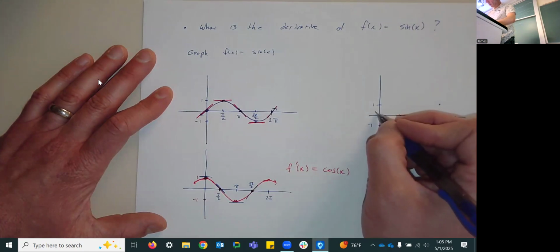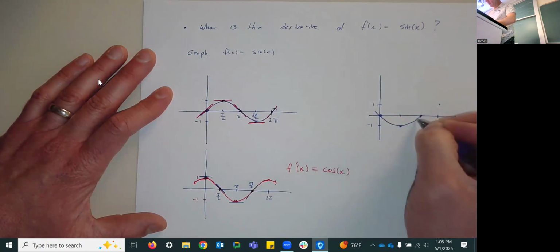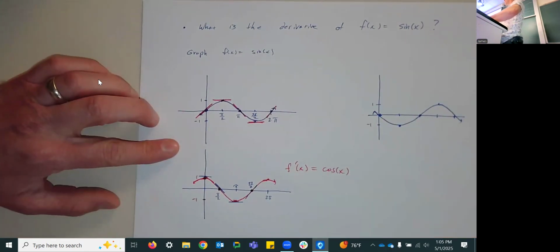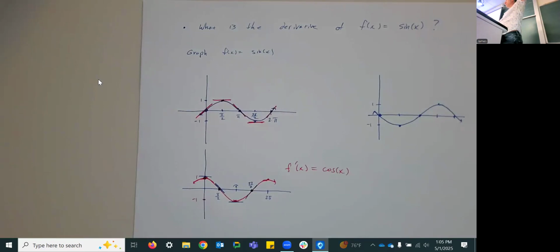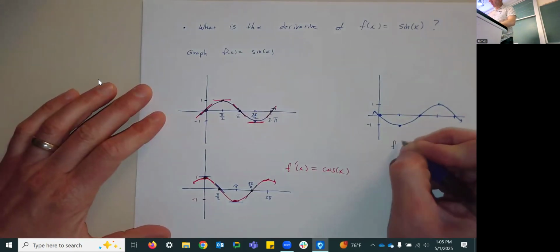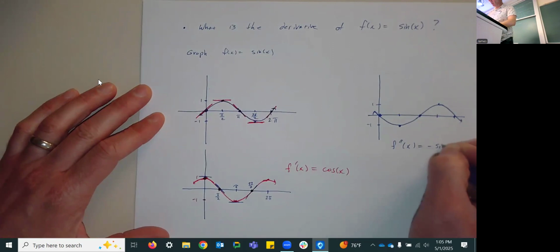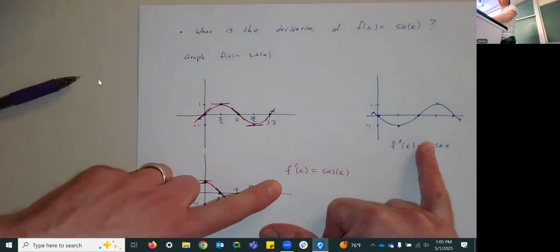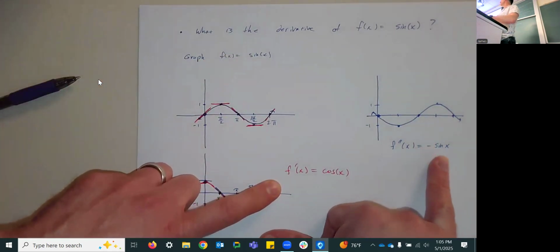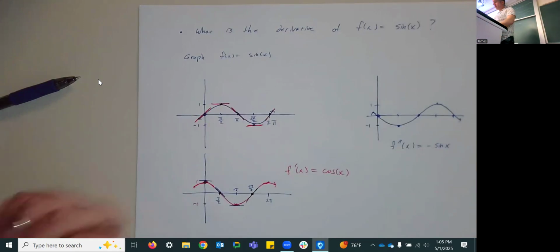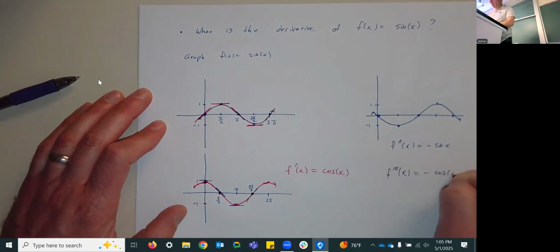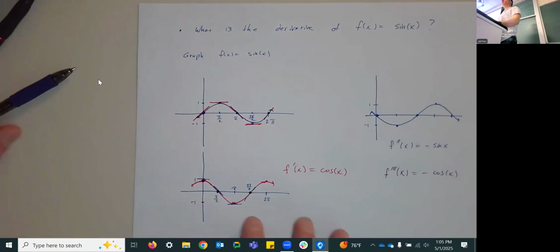So now if I graph this one, it kind of looks like I took the sine function and flipped it over the x-axis, which is exactly what we have, which is negative sine of x. So our second derivative is equal to negative sine of x. And I'm not going to draw the next one, but if you took the derivative of sine and got cosine, then the derivative of negative sine should be negative cosine. So the third derivative here would be negative cosine of x. And if you take the next derivative, you'd be back where you started.